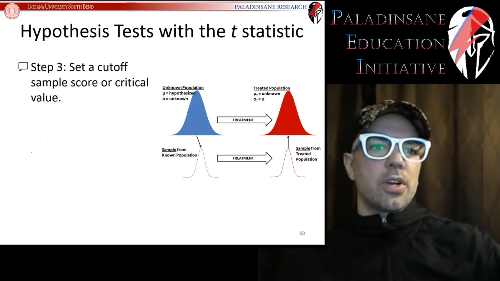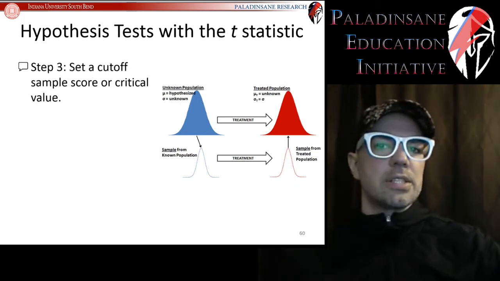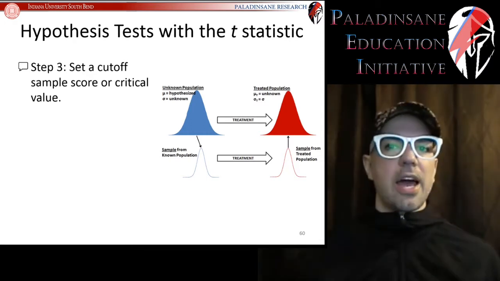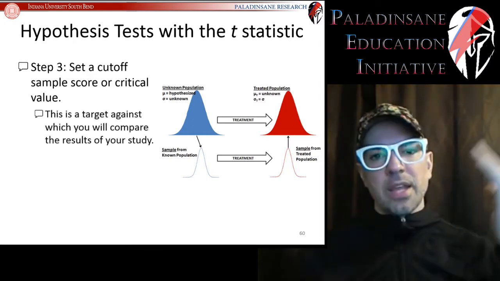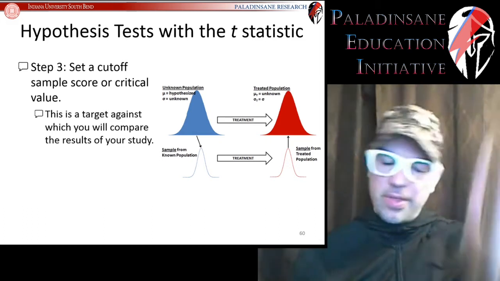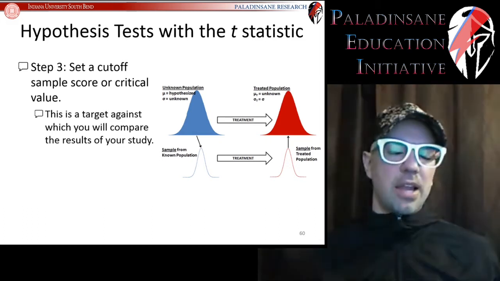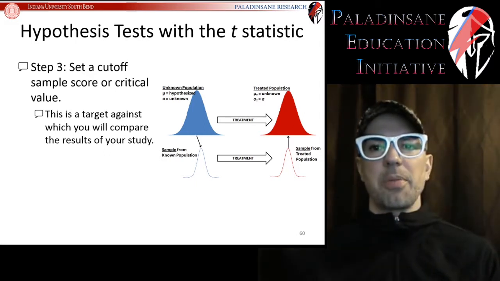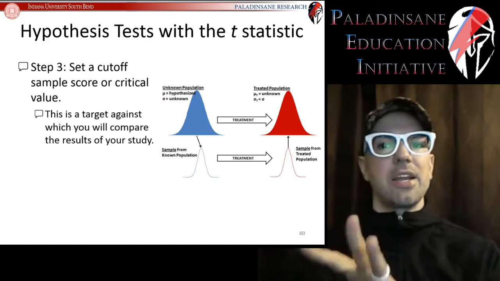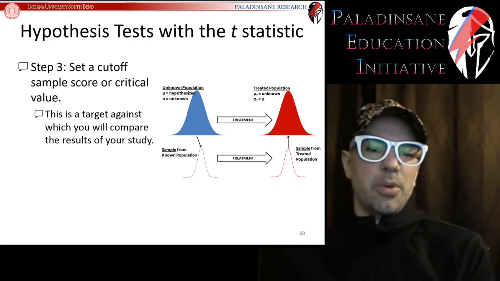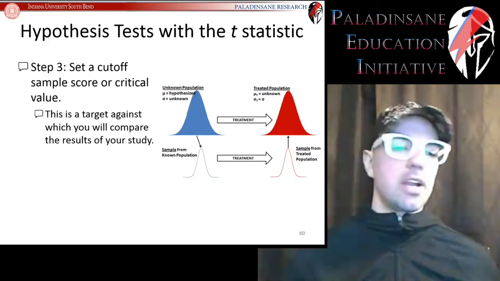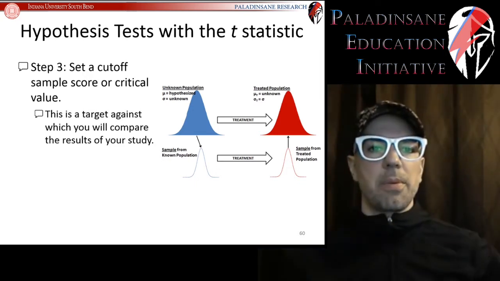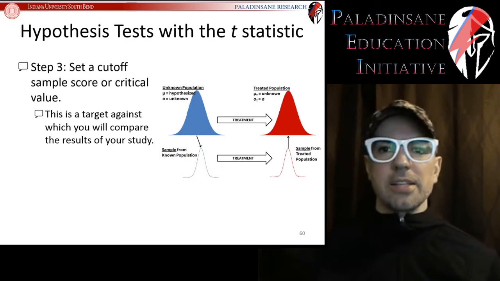So now what we can do is go to step 3, and we're going to set a cutoff sample score or a critical value. So these are the lines in the sand that we've been talking about. This is where we say this is how far our sample is allowed to go for us to still believe it belongs to the hypothesized population, that null hypothesis population. But if it goes past that line, then we're not going to believe it anymore, and we're going to say, nope, there's a treatment effect. We're going with the research hypothesis. So we need to figure out those lines in the sand.